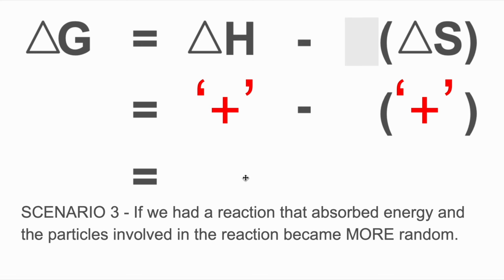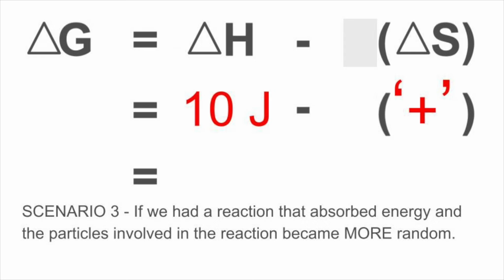Now, since we're talking about energy here, the values that we'll be using are in joules. So if I were to give you a value of, let's say, delta H is 10 and our delta S was 5, I would take 10, subtract 5, and it would still be positive.